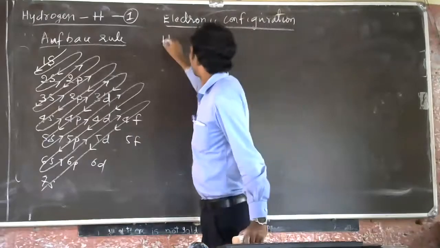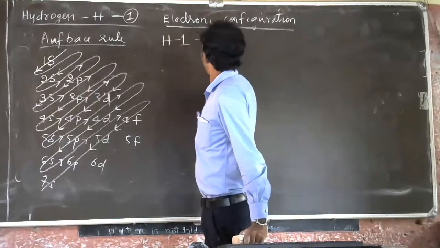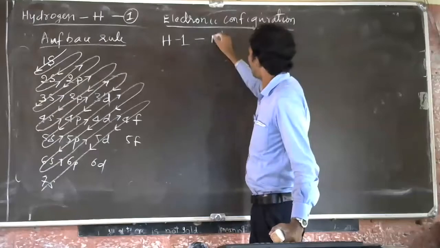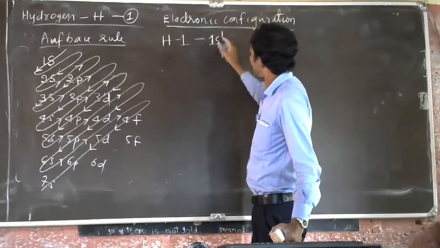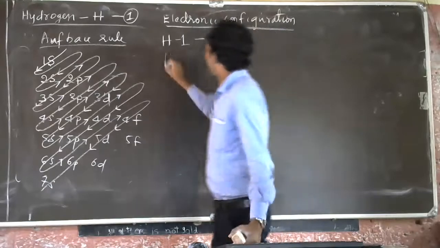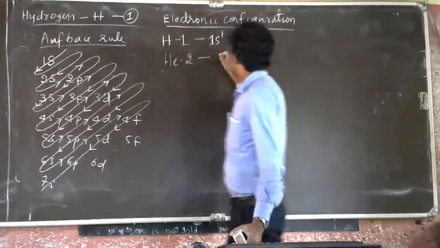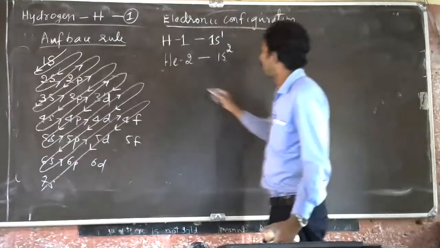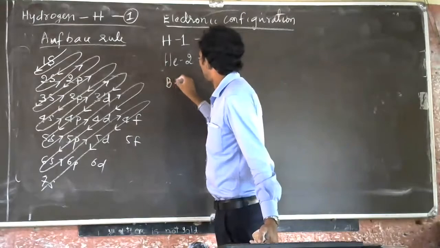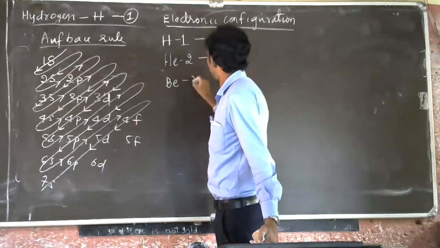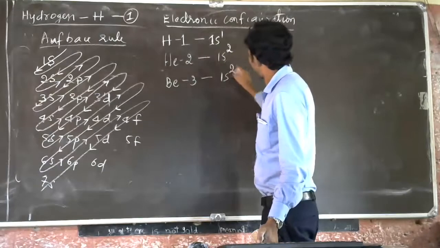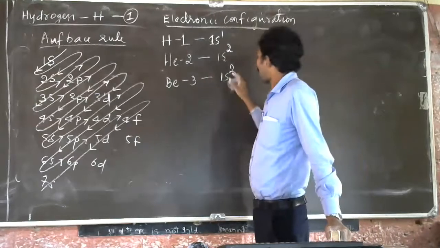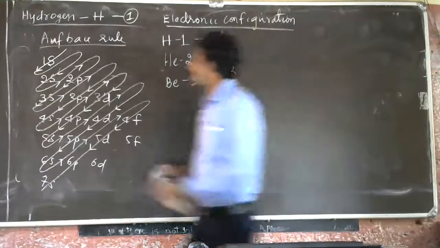Hydrogen, atomic number is 1, and 1s1. It means the one electron present in hydrogen will occupy the first shell, K shell, and the s subshell, that is 1. Helium, the atomic number is 2, so 1s2 you write. Then beryllium. Beryllium is how much? 3. So 1s2. Beryllium has 3 electrons. 2 electrons are occupied in 1s. So 1s is completed now.